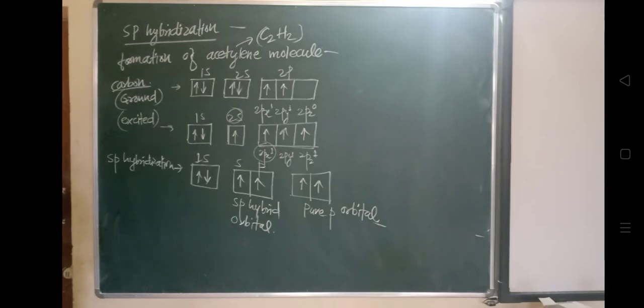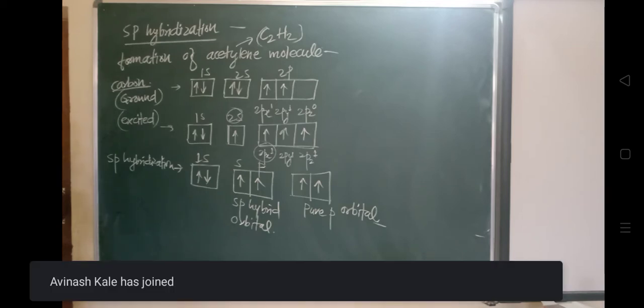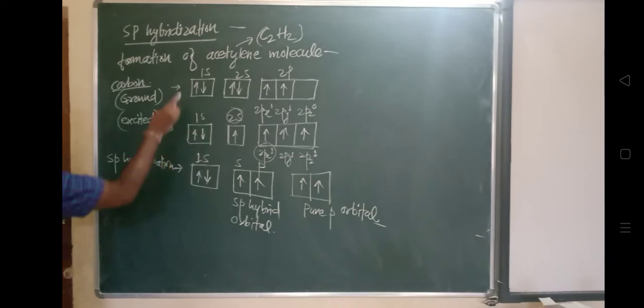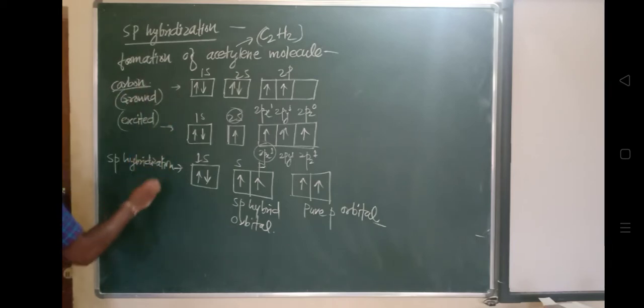So this 2s orbital will get merged with one of the p orbitals, and in this way it will form the hybrid orbitals. Now we'll see how this forms hybrid orbitals with the help of a diagram, in the case of the acetylene molecule.